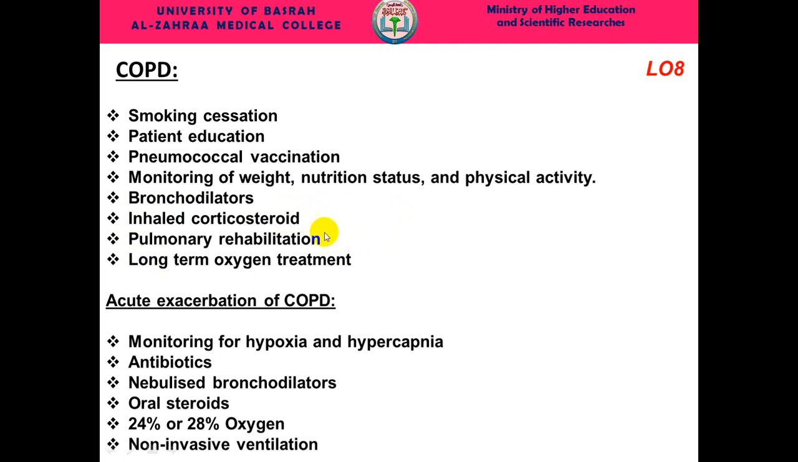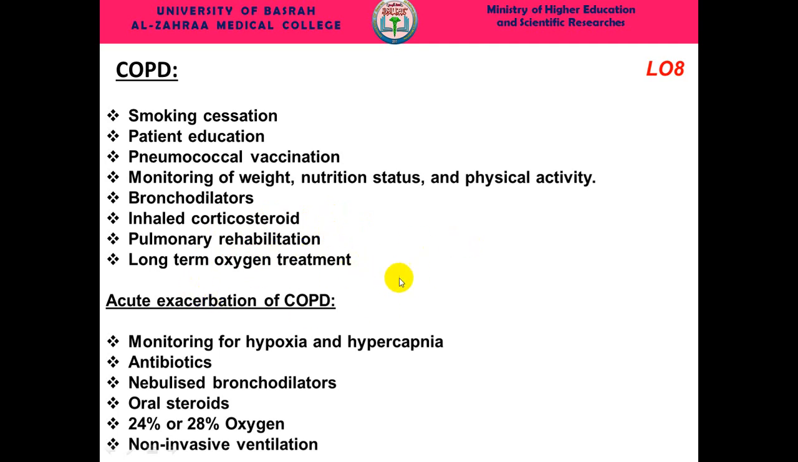Pulmonary rehabilitation is very important because, as I said, those patients will have shortness of breath. They cannot walk for a short distance. Therefore, we have to rehabilitate them. And the word rehabilitation means in Arabic إعادة تأهيل.